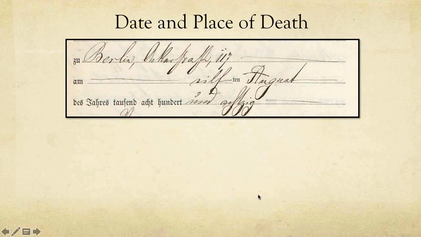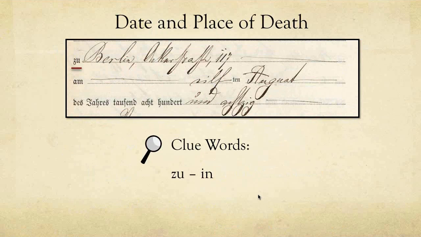And then, of course, we'll get the date and the place of death. Our clue word here is one I just mentioned, and that is zu. Remember, wohnhaft zu means residing in. Geboren zu means born in. If you just have zu by itself, like we have here, it just means in. And what's going to follow that is where the person died.